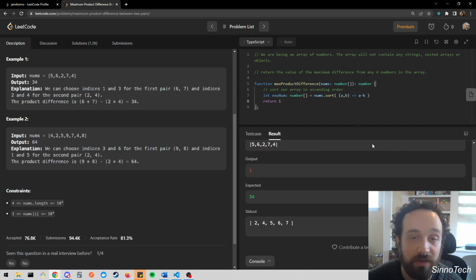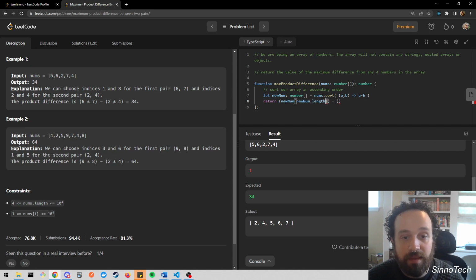So if you are familiar with arrays, we know it's going to be 2 numbers minus 2 numbers multiplied by each other, right? So if I take new num, we're going to be looking for the number in the last index. So it's going to be new num of new num.length minus 1. And why do I say that? Why do I say new num and then new num.length minus 1?